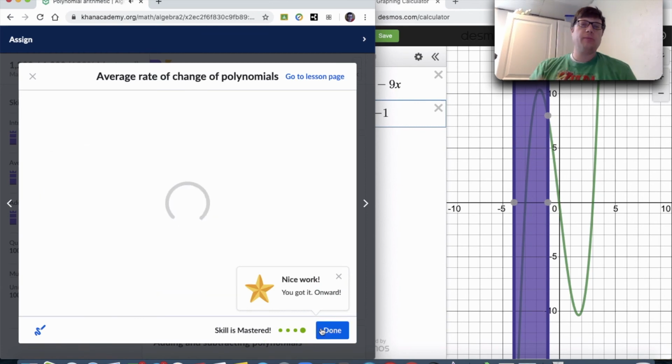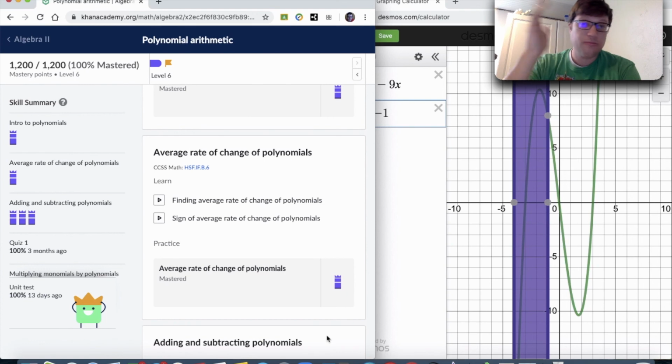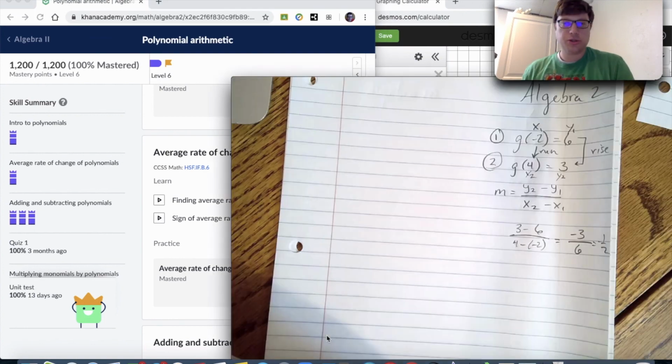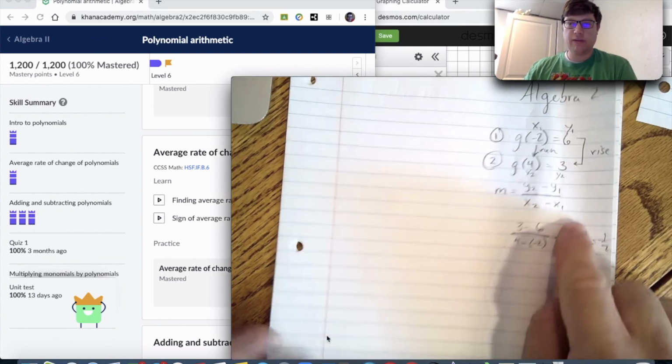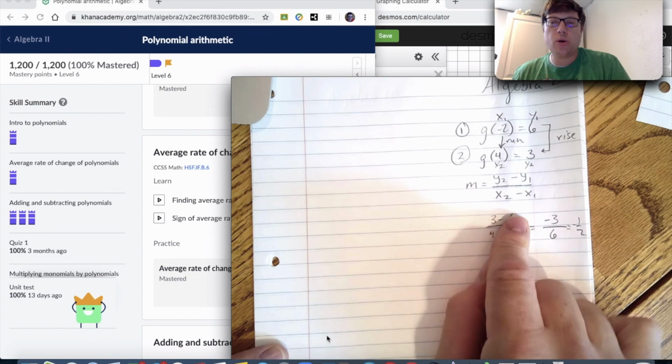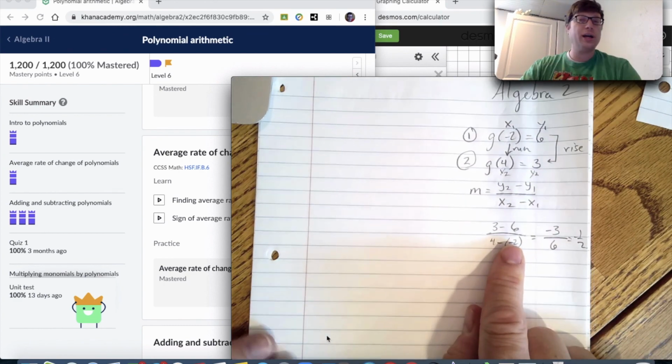All right, we're at the 10-minute mark, so I need to be done. Feel free again to put this on double time speed and watch it in 5 minutes instead of 10 minutes. But the point is that's how you do average rate of change. You use this lovely formula, y2 minus y1 over x2 minus x1. You can Google that and come up with that.